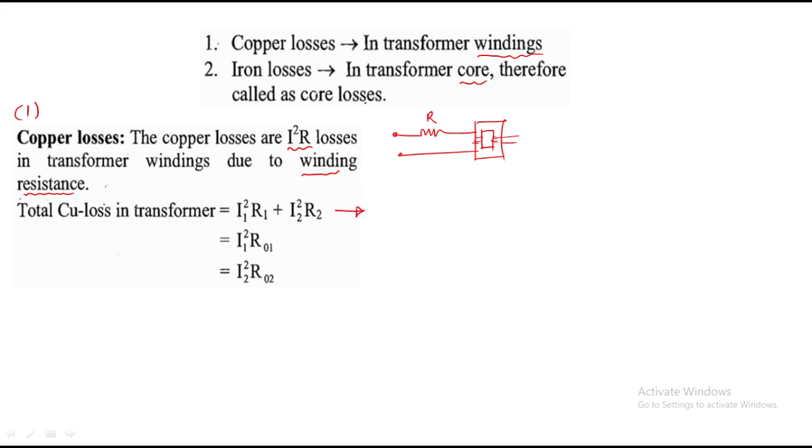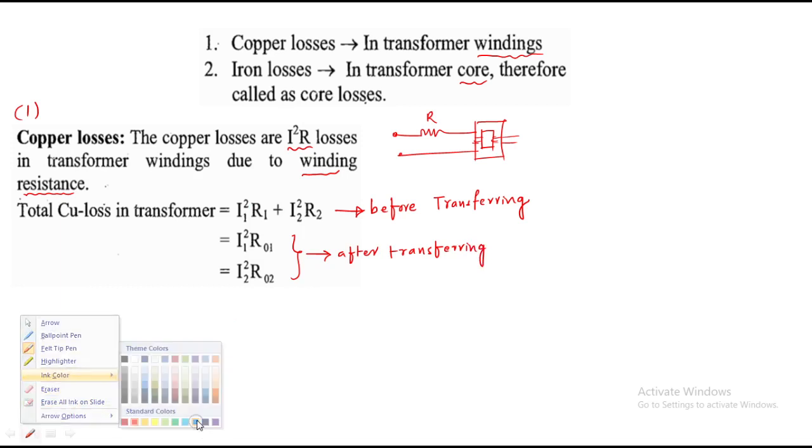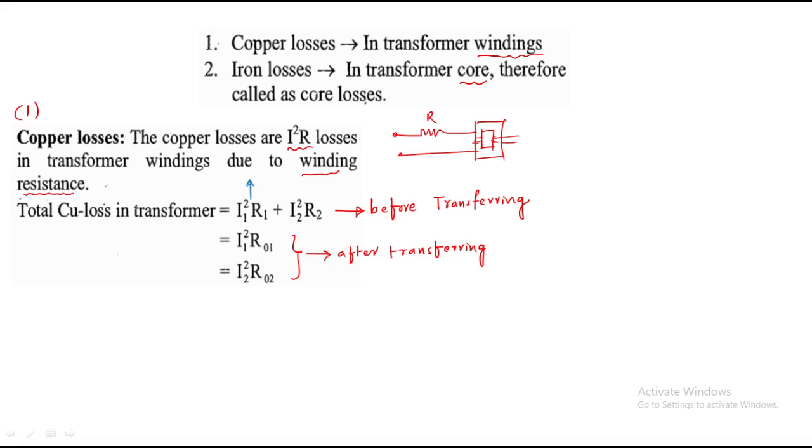These are the losses before transferring, right? And these two are after transferring. Before transferring, this I1 square R1 is in the primary winding and this I2 square R2 is in the secondary winding, right? This is present in the primary winding.